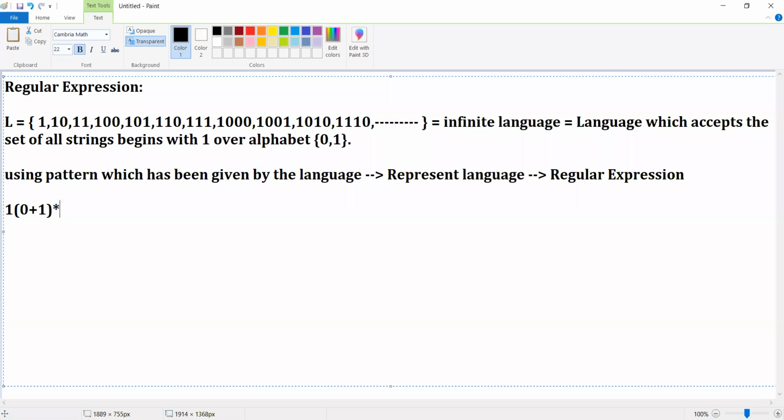It can be combinations of 0 and 1. So that's the reason why I am going to represent this entire language with the help of a regular expression called 1 into 0 plus 1 whole star. Okay, so this is going to be the regular expression for this language. You know very well how it is the regular expression for this language.